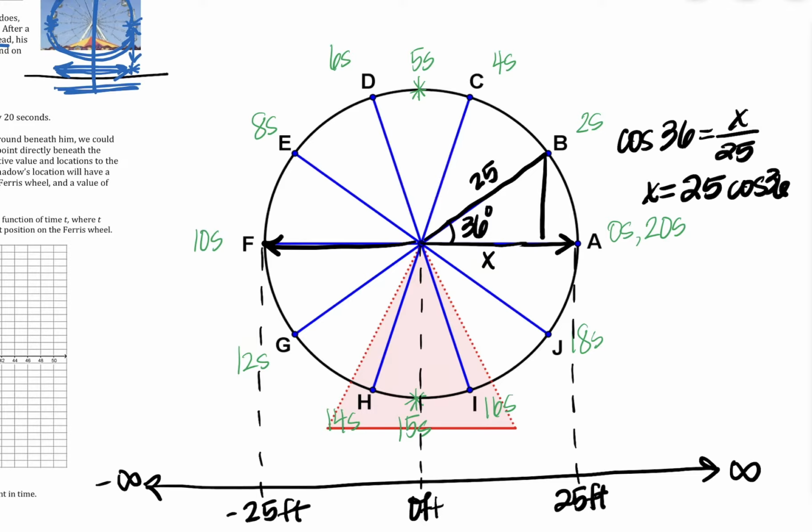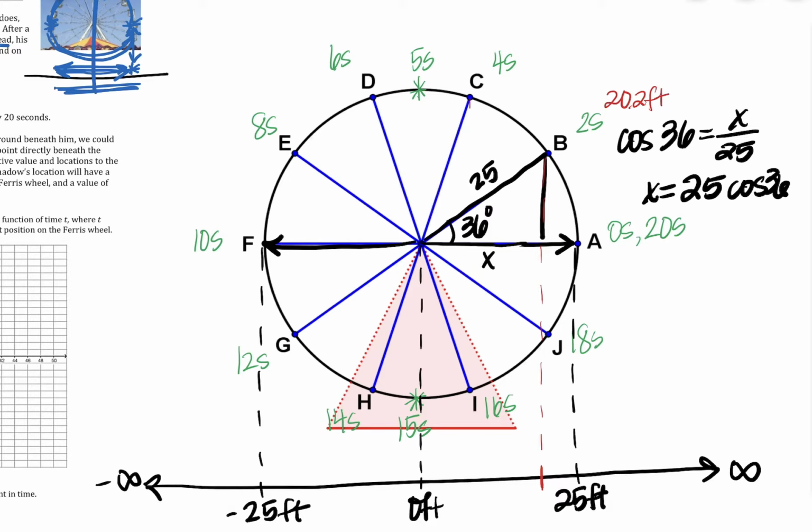So in degrees, that's going to be 20.2 feet. And I'm going to draw that down to show you that, yeah, that makes sense. That is about 20 feet from the center instead of 25, which is the full length. So let's try the same thing for C.